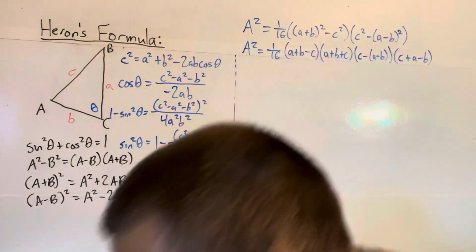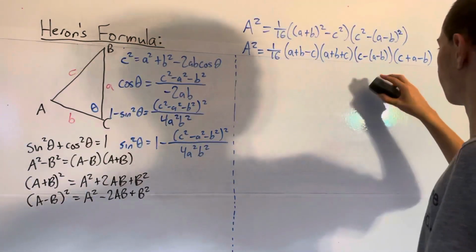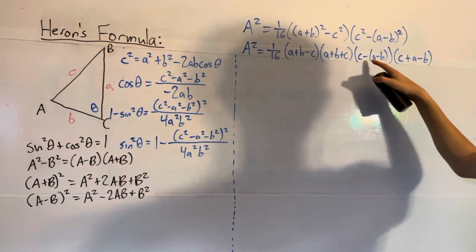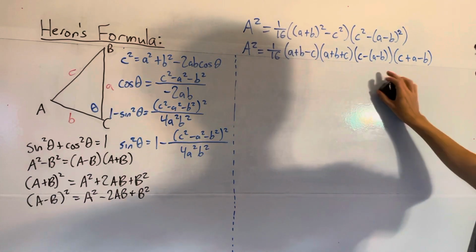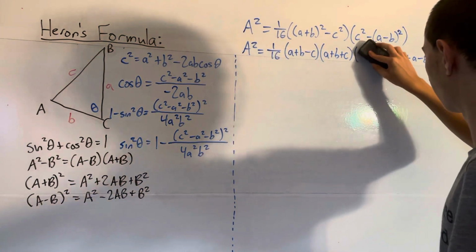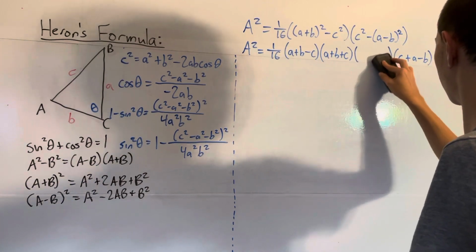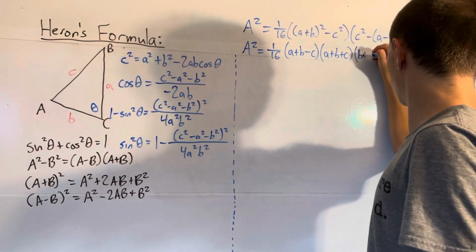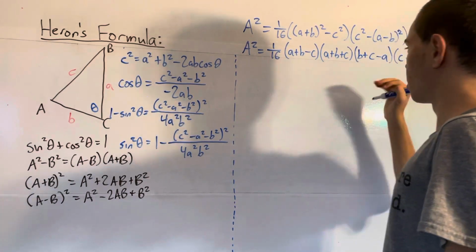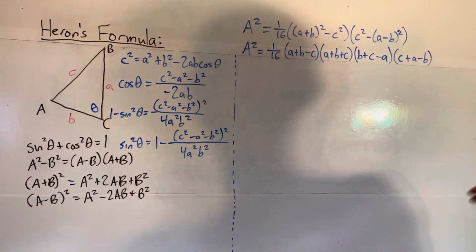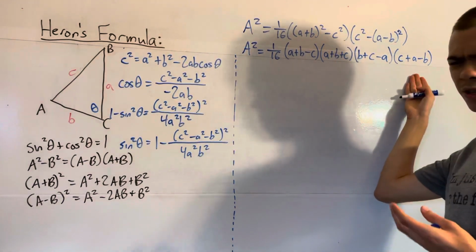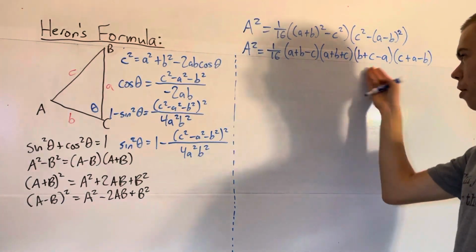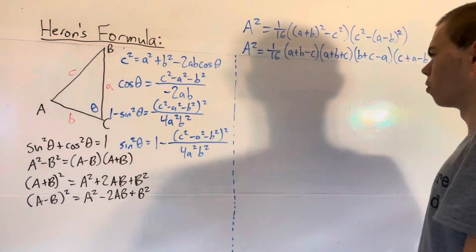In fact, let's just expand this right here. c minus a plus b is just going to be b plus c minus a, right? So now that we have this, can we really make this any simpler than it already is? It's kind of like already completely factored out. What can we do?